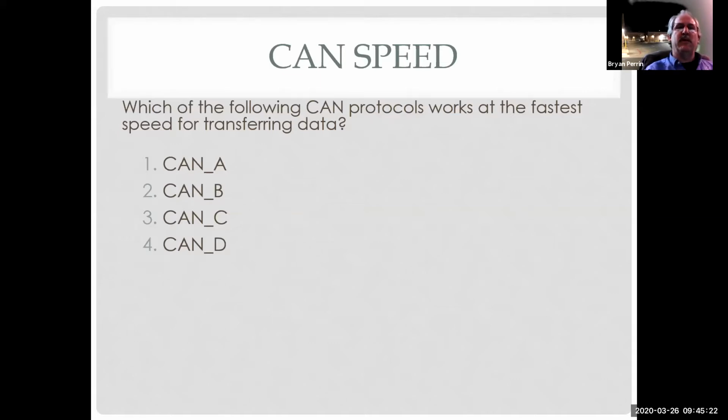What year was CAN required to be used on the OBD2 communication protocol? Even though I need to fix the wording on that, 2008 is the correct answer. That's when it was required.